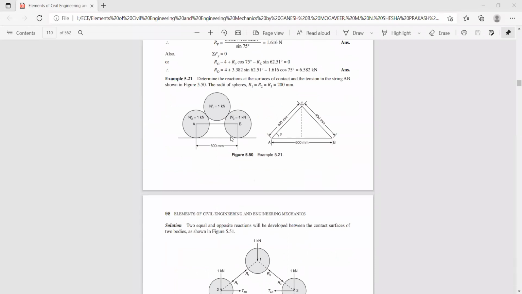Now again, you have a similar problem here. You have three spheres, that is A, B, and C, and the corresponding weights are given, that is 1 kilonewton, 1 kilonewton, 1 kilonewton. So here we have to find the contact reactions. Determine the reactions at the surface of contact and tension in the string AB. So AB is a string connected with these two spheres. It is almost similar to the previous one.